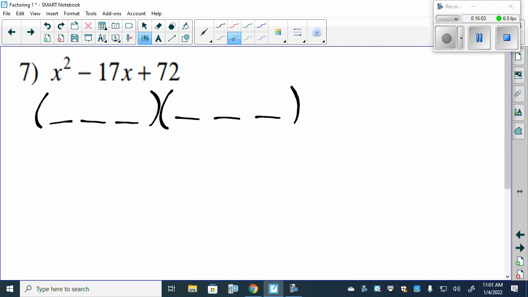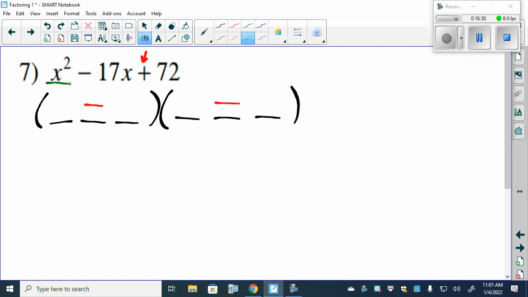So when we're trying to find the sign, we're looking at the third term. Now here, the third term is positive. And if the third term is positive, the signs are the same and they match the sign of the middle term, which is negative. So both signs would be negative, minus and minus. So that takes care of steps 1 through 3.